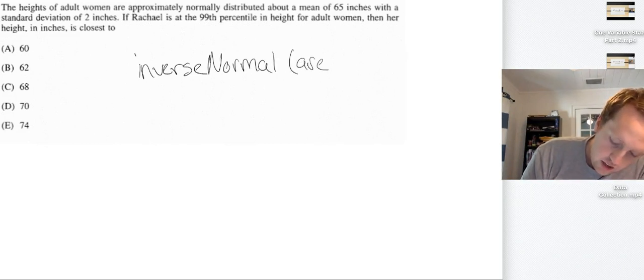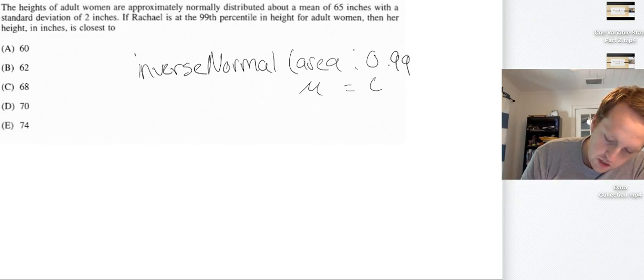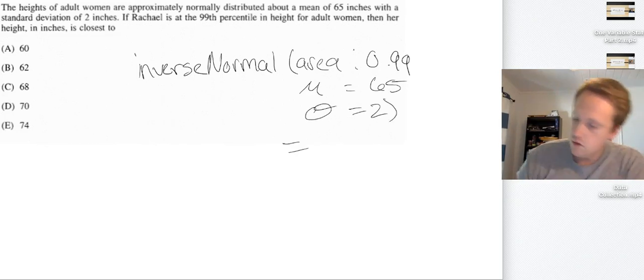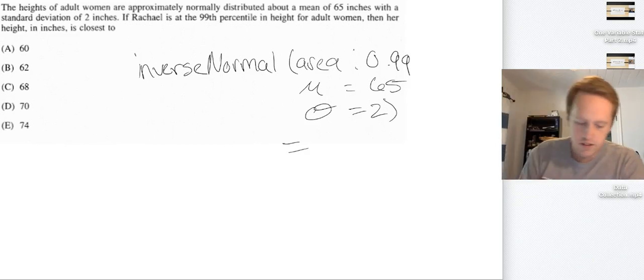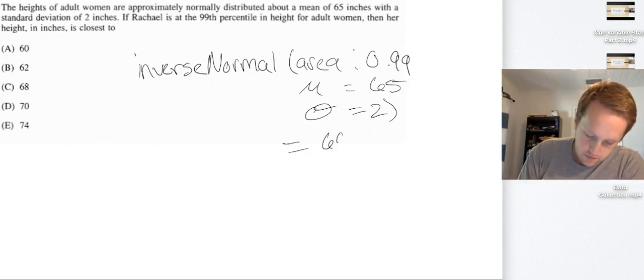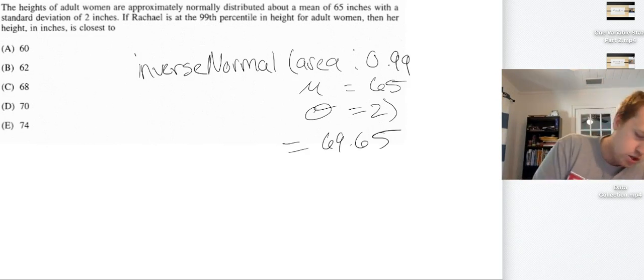The area is 0.99 because it's the percentile. The mean is equal to 65. And the standard deviation is 2. When I do that in the calculator, TI, you should sponsor me. 65 and 2. I get 69.65, which seems pretty darn close to 70.